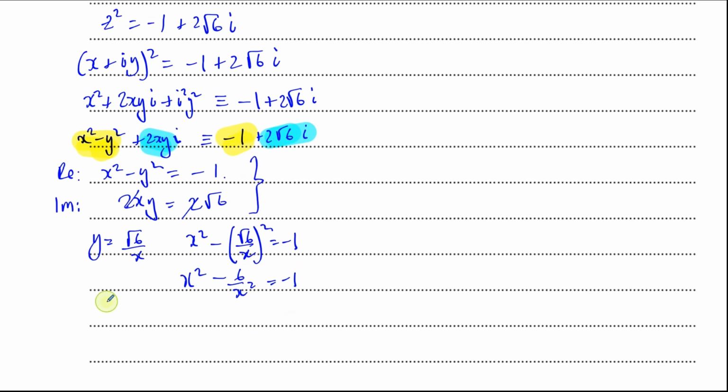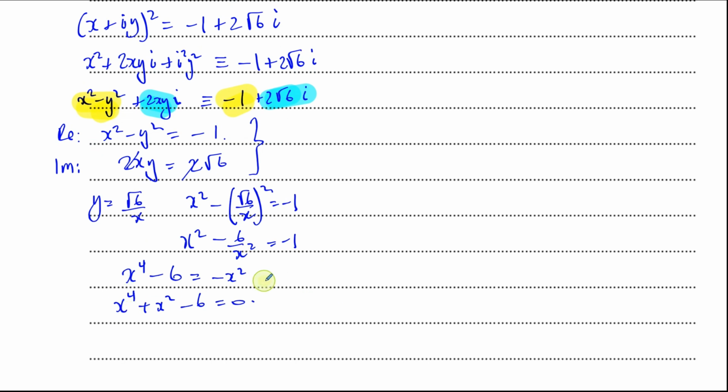I can multiply both sides by x squared, to have x to the power 4 minus 6 is equal to -x squared. So I've got x to the power 4 plus x squared minus 6 equals 0. Now I'm trying to solve this equation, having multiplied both sides by x squared. So I can solve this.